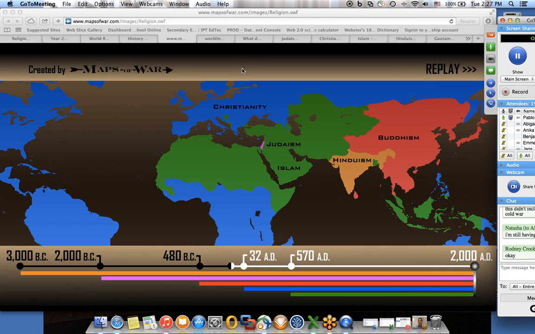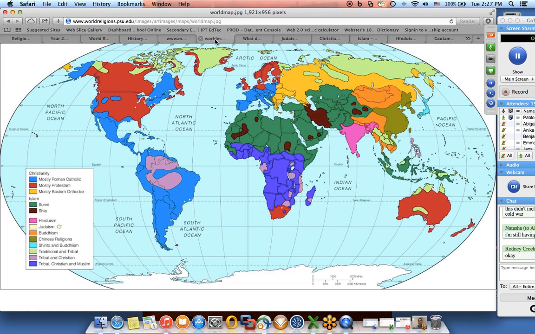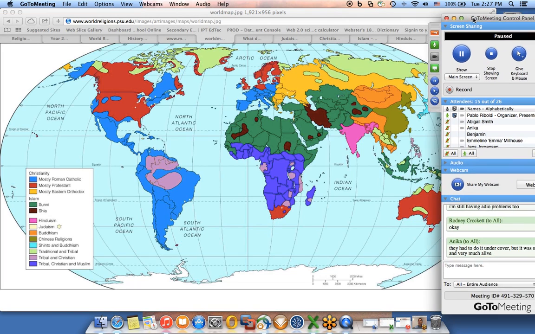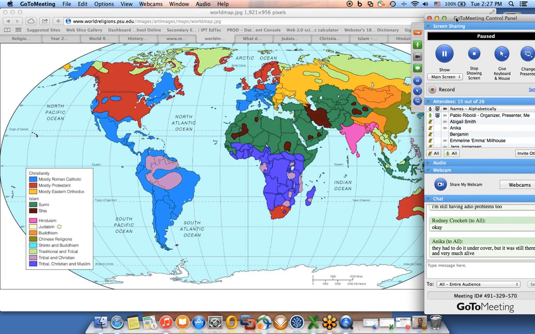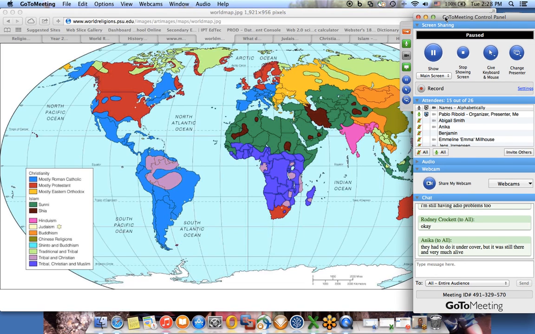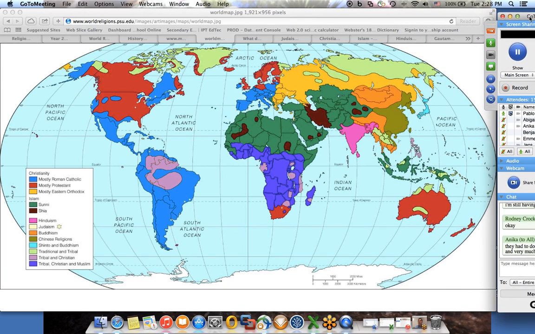So does that help to put in context all the different religions of the world? Here we have again the map of the different world religions, and we see a little more of the separations of the different parts of Christianity, Islam, and Hinduism. Annika says they had to do it undercover, but it was still there and very much alive.